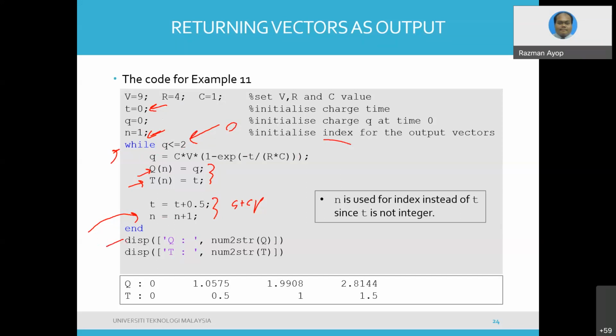And then display Q. So display, open square bracket, open bracket, and this is just the text here. And don't forget about this one and this one, open bracket, and then comma, and then num2str. So basically you change all the number results from double to string for the Q. Same here, it will do the same. So you will get this result. Basically, this is the time, this is the charge.